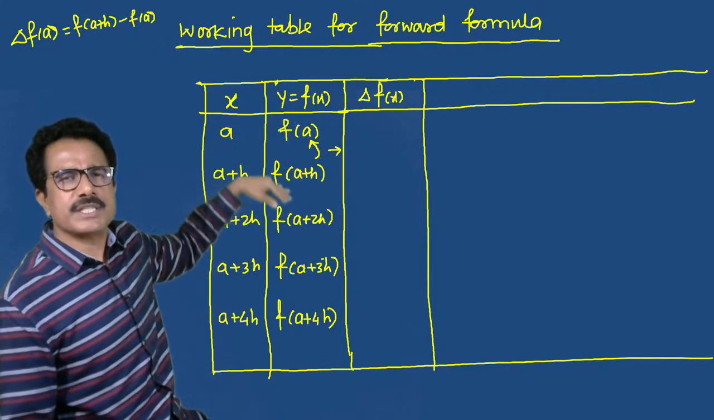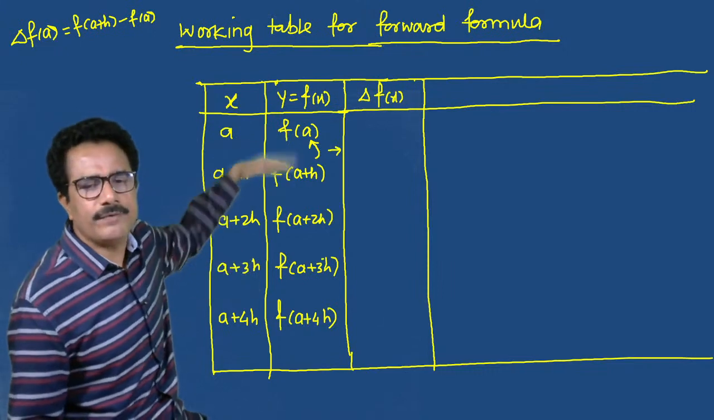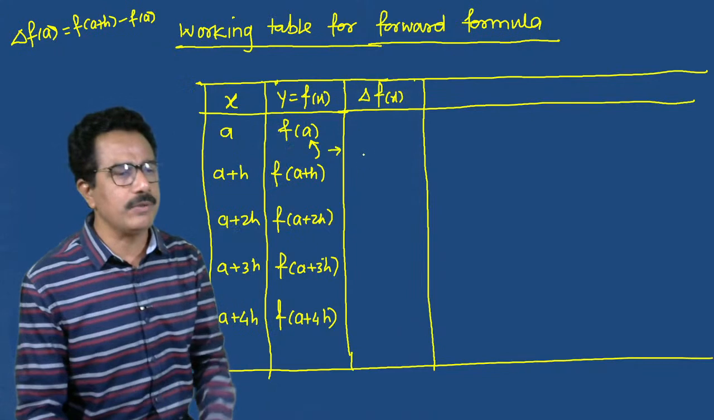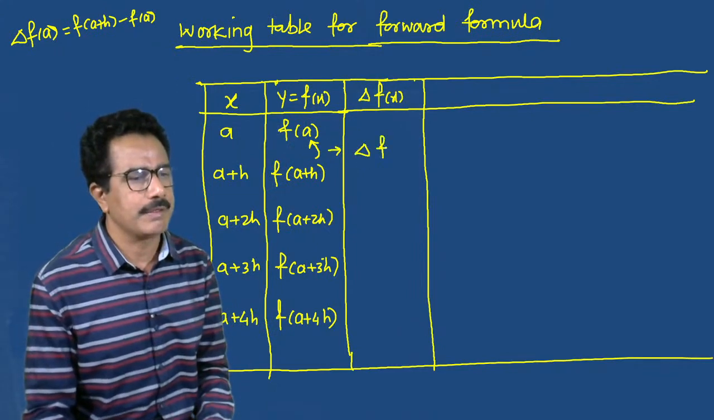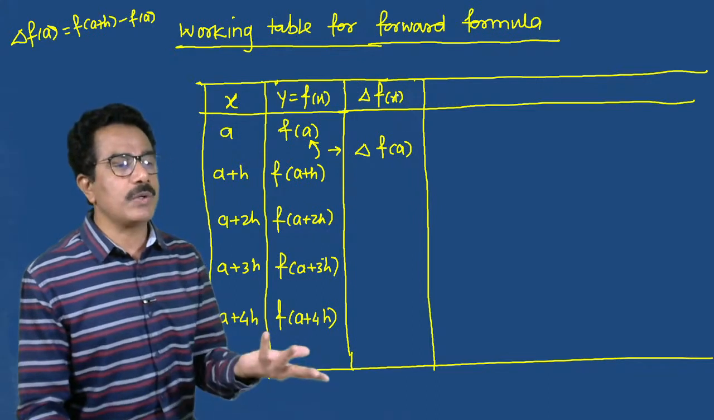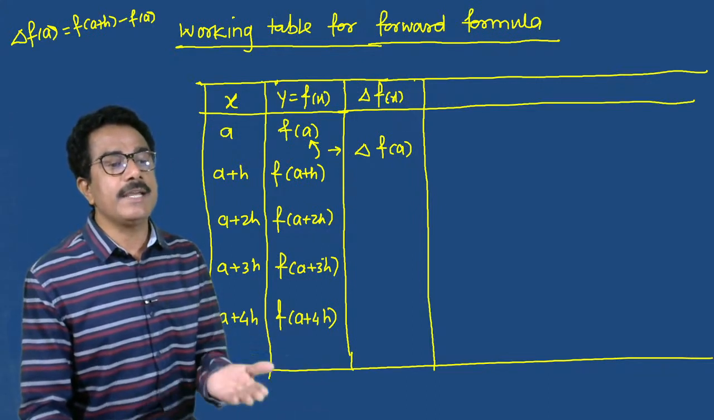Remember, always subtract the first from the second. Subtract the first from the second, which means f of a plus h minus f of a, which gives the value delta f of a. You can also write here delta f of a.